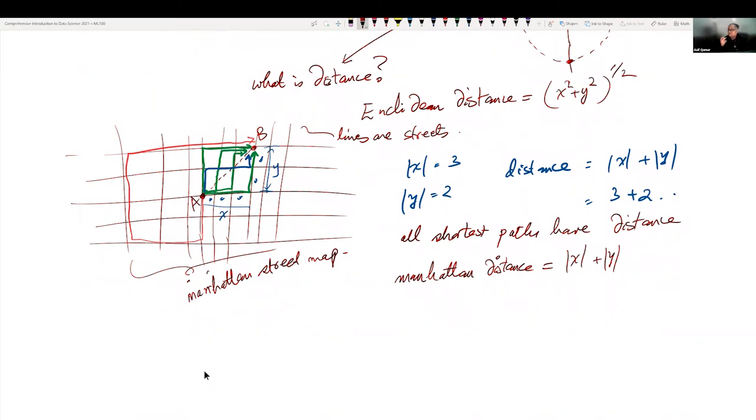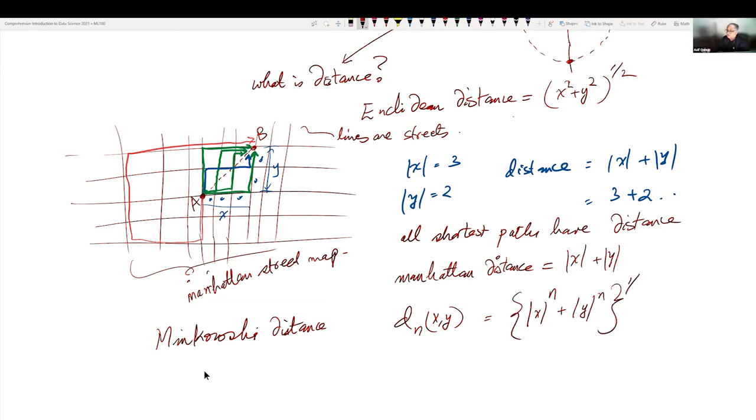So you say, huh, this is another notion of distance. And here is another notion of distance. And Minkowski asked, what is common here? Can we write a formula such that both of these are special cases of that formula? And that was a brilliant thought to have. And he sat down and wrote that equation, which now will make sense. Minkowski distance d of the order n between two points x, y is the size of x to the power n plus the size of y to the power n, the whole thing to the power 1 over n.